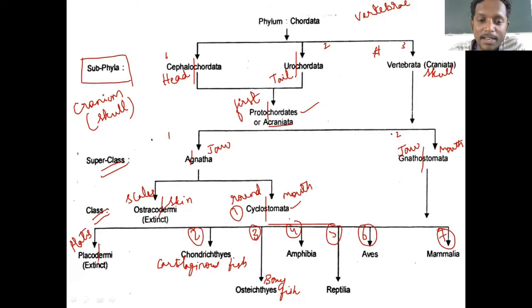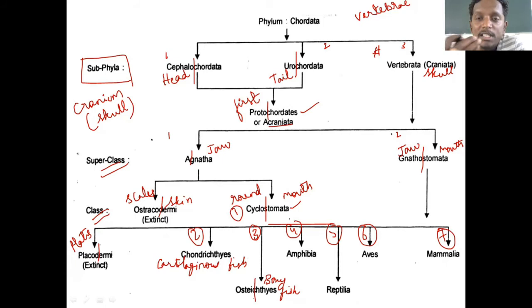Now the second one, Chondrichthyes, cartilaginous fishes. Why? Because their endoskeleton is made up of cartilage. The third one is Osteichthyes. You have to pronounce it as Osteichthyes. In English, bony, osteo. Osteologist, osteology, osteo means bone. So the endoskeleton of these fishes is made up of bone.